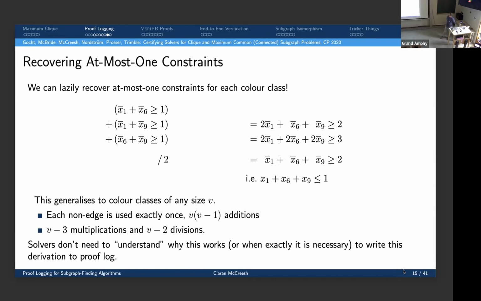The other nice thing is that solvers don't need to understand why this works. You can write a simple for loop that spits out text, literally print statements in a for loop that outputs this pol line. You do not need to do any pseudo-Boolean reasoning inside your clique solver. It is purely print statements in a for loop.